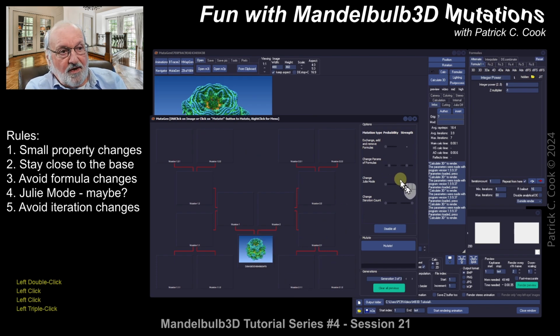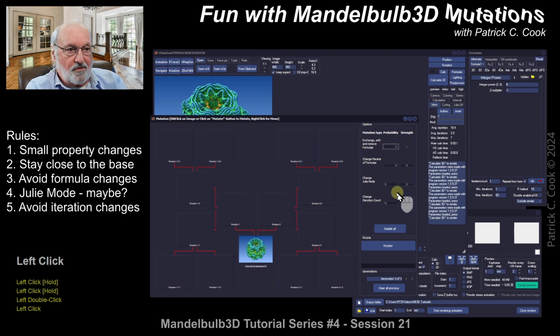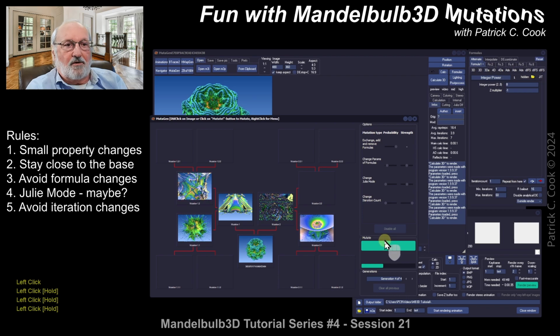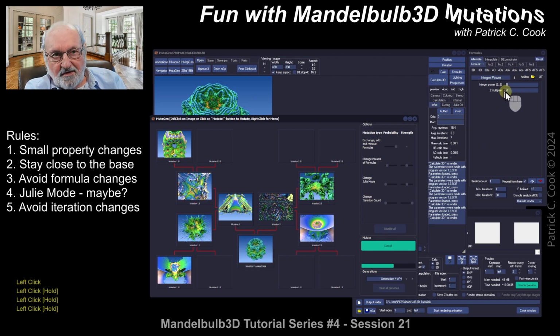So what I'm going to do now is demonstrate to you why it doesn't work. I'm going to keep the property values minimum here, and I'm going to allow MutaGen to actually exchange and add and remove formulas. Let's mutate that. Now, this is our base integer power. It's right up here.